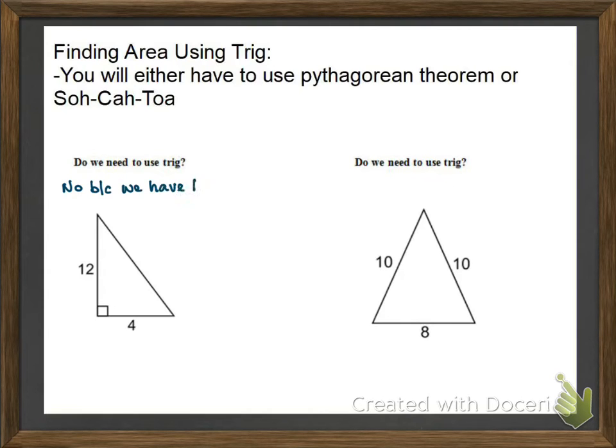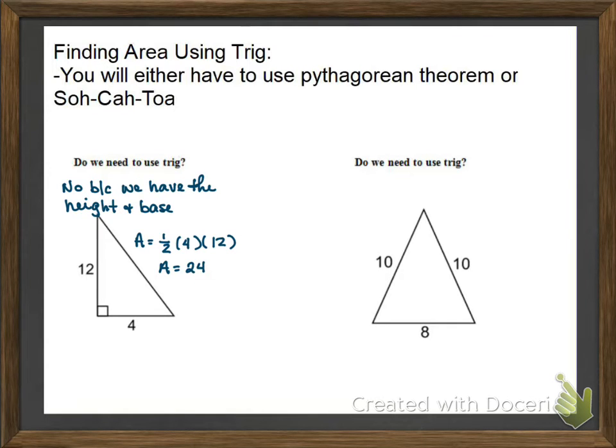In this video, we are going to talk about how to use trig to find some of our different areas. So looking at these, we're going to use Pythagorean theorem or SOHCAHTOA. For this first one, the question is, do we need to use trig? And the answer is no, because we have the base and the height. So we can just plug it into A equals 1/2 base times height. So A equals 1/2 times 4 times 12, which gives us an area of 24.